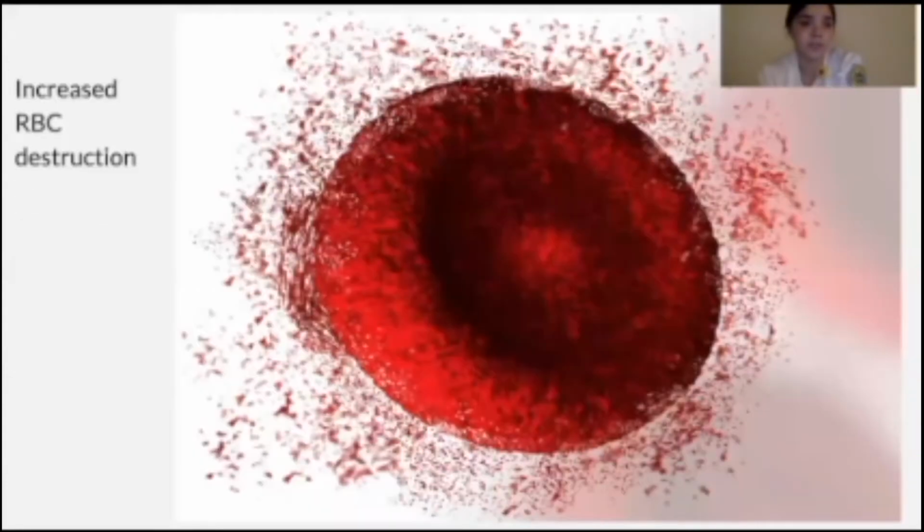Vascular inflammation, and increased red blood cell destruction. So now I'm going to hand it off to my colleague.